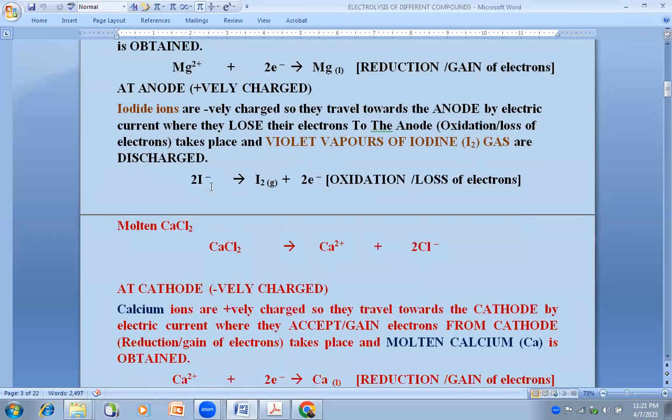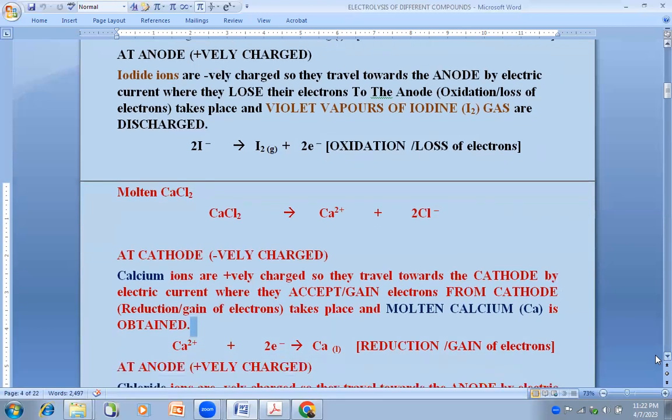This is the ionic equation. Iodide ions lose their electrons and change into iodine, I2, because some non-metals exist in nature as diatomic molecular form. So iodide changes into iodine vapors.